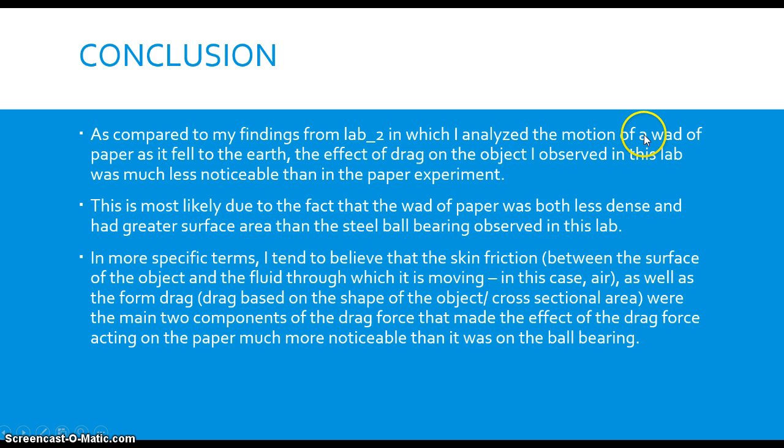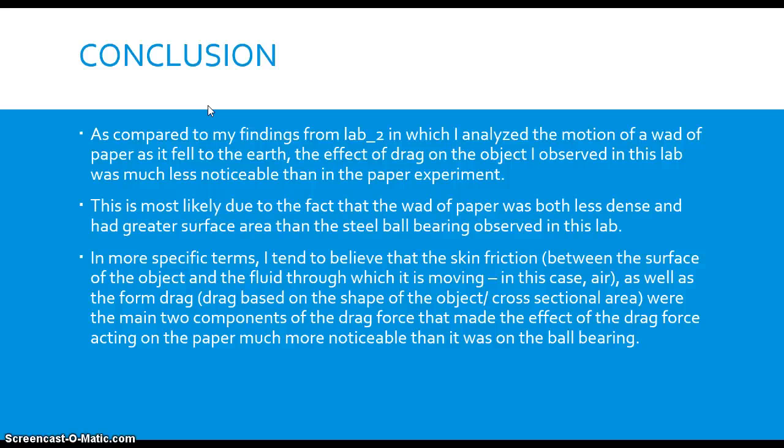But in conclusion, as compared to my findings from Lab 2, in which I analyzed the motion of a wad of paper as it fell to the earth, the effect of drag on the ball bearing in this lab was much less noticeable than in the paper experiment. I think this is most likely due to the fact that the wad of paper was both less dense and had greater surface area than the steel ball.